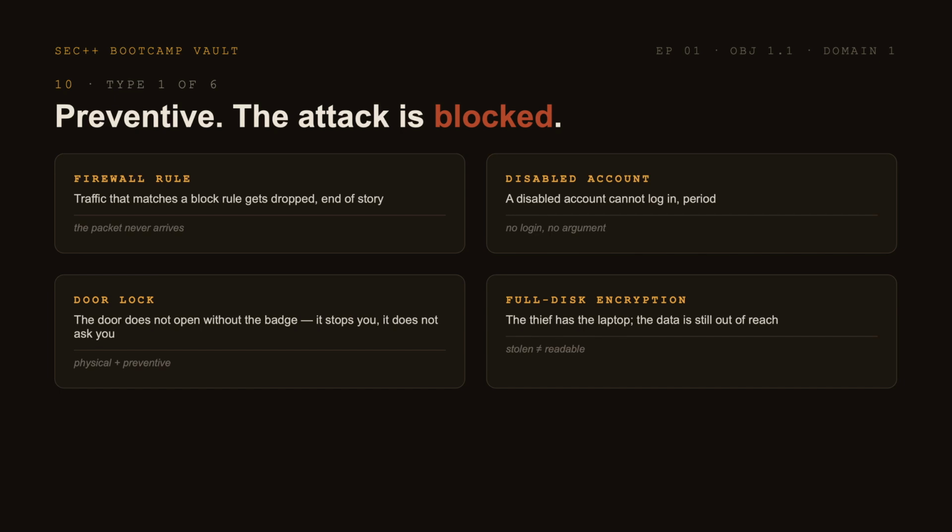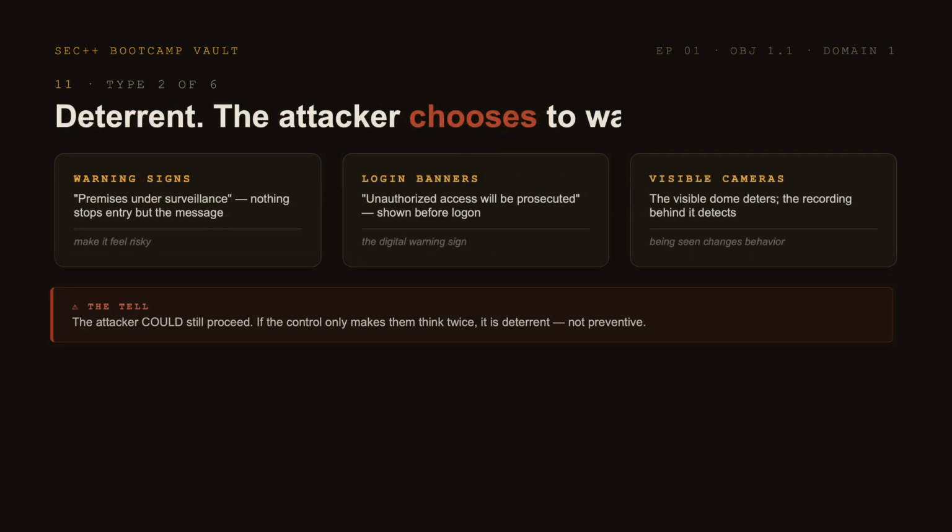Type 2. Deterrent controls make an attacker think twice, but they do not actually stop anything. A sign that says this place is under video surveillance. A message on the login screen that says unauthorized access will be prosecuted. Cameras that are easy to see. Bright lights. None of that can stop someone who does not care. It just makes the attack feel riskier. Here is the tell. If the attacker could still go through with it, and the control only makes them nervous, it is a deterrent. This is the most tested idea in this whole objective, so we will drill it again in a minute.